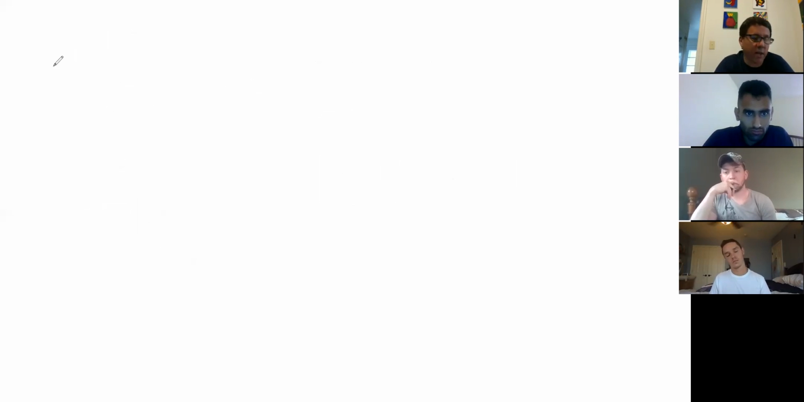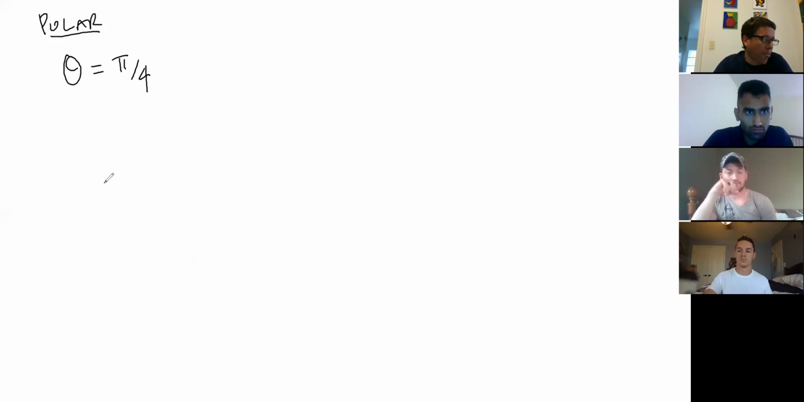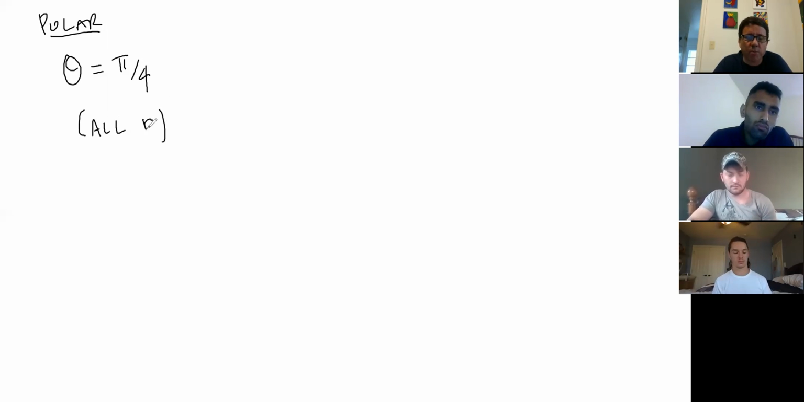If I wanted to go back the other direction, I could say something like theta equals pi over 4. And that's a polar curve. Well, which polar curve is that? If I don't list what r is, then the assumption is just like before with theta: I'm talking about every single r. There's no relationship for r, so I just select all possible r's. So here's what I mean.